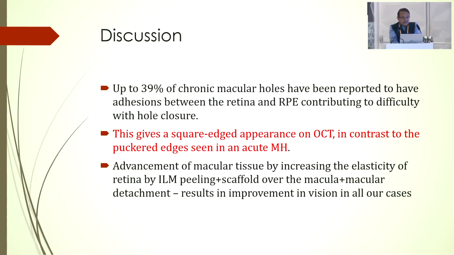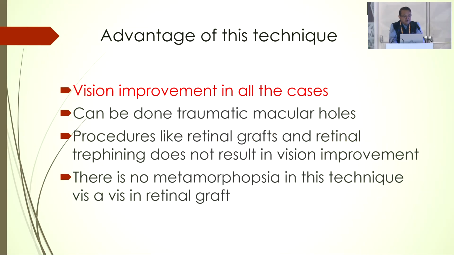This gives a square-edged appearance on OCT in contrast to puckered edges seen in acute macular holes. Advancement of macular tissue by increasing the elasticity of the ILM by peeling, scaffold over the macula, and macular detachment results in improvement in vision in almost all the cases. Vision improvement in all cases can be seen in traumatic macular hole. Procedures like retinal grafts and retinal refining do not result in vision improvement.